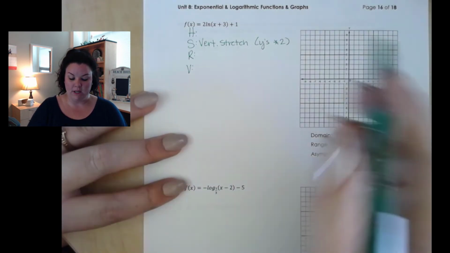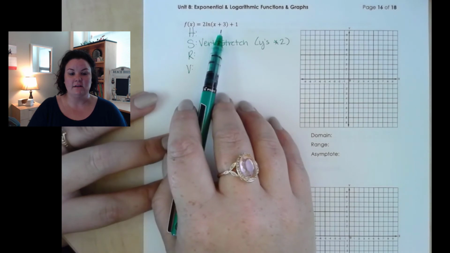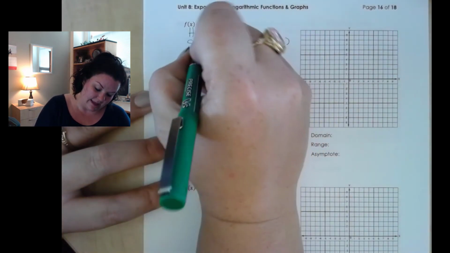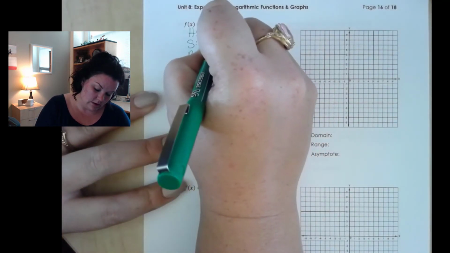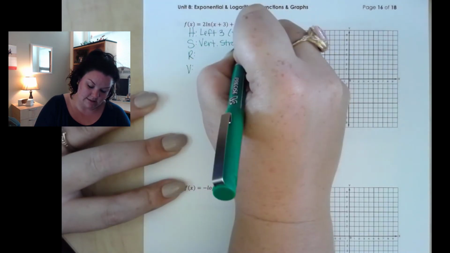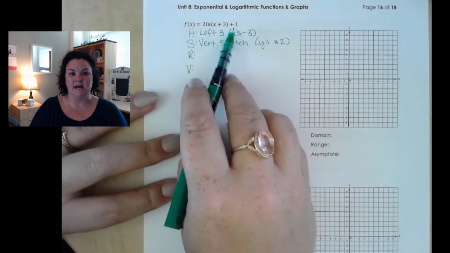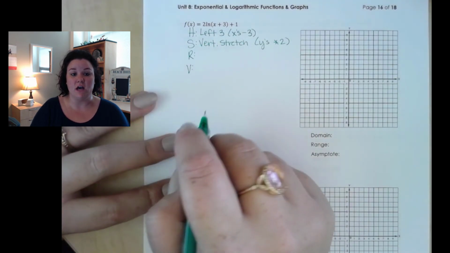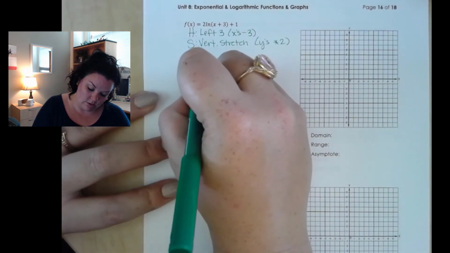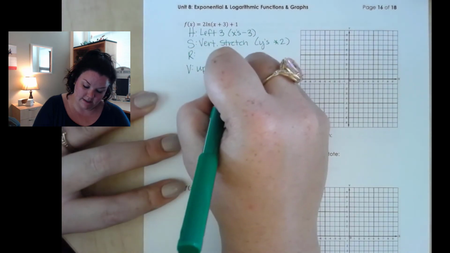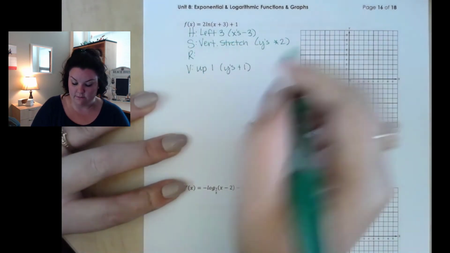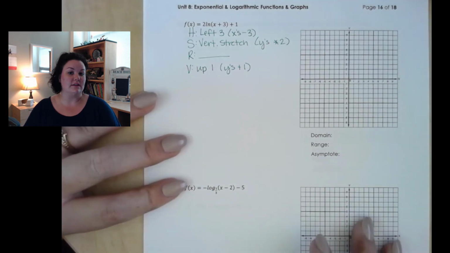Okay. The +3 on the inside, that is a horizontal shift to the left. So I'm going to take my x's and subtract 3. And then the +1 on the outside is going to be a vertical shift up 1. So up 1 means I need to take my y's and add 1 to them. So we had no reflections on this one.